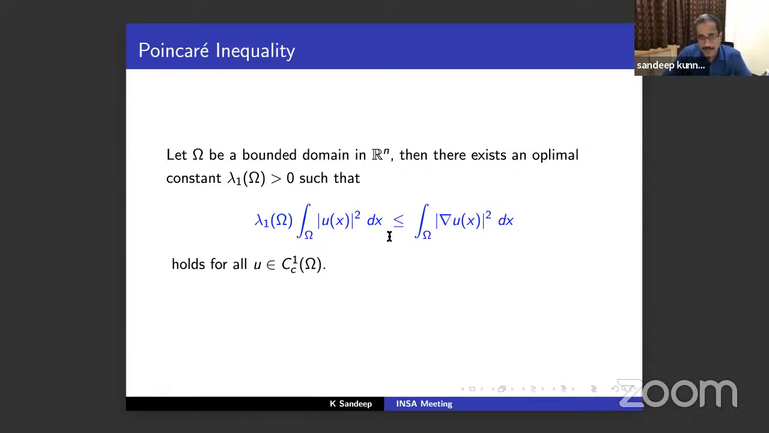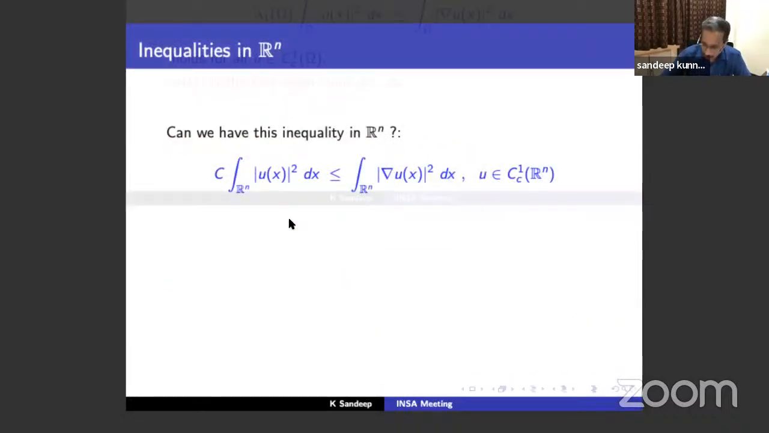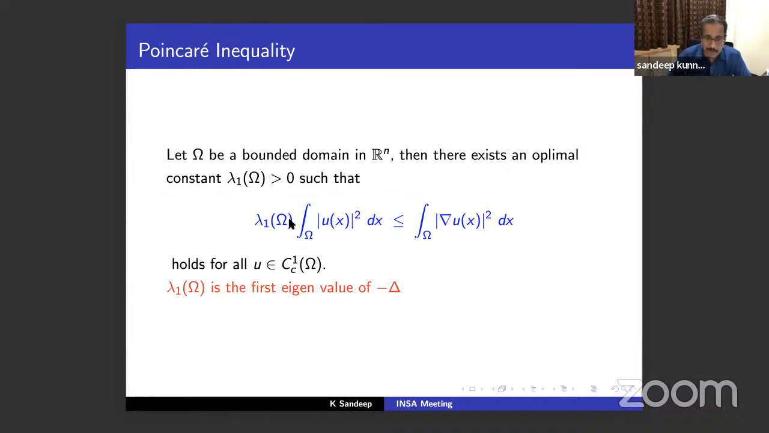Okay, so you can see that the constants won't appear here. The only constant that appears is the zero function. So you can have this kind of inequality, and that is the Poincare inequality, what we have been talking about. I have chosen this lambda_1(omega) as the best constant in this inequality, basically because it has some other significance. In fact, you can show that this lambda_1 is the first eigenvalue of the operator minus Laplacian in the appropriate function space.